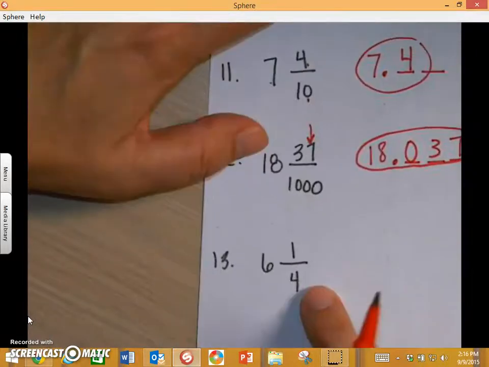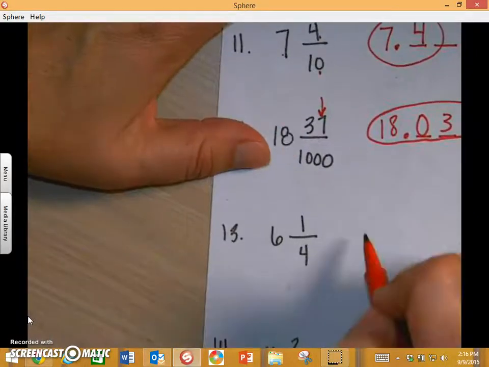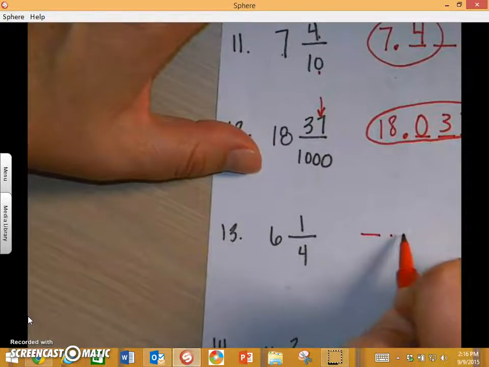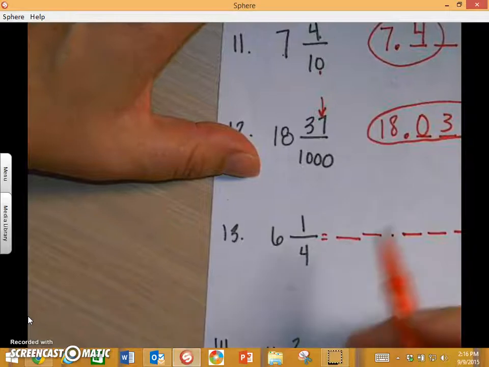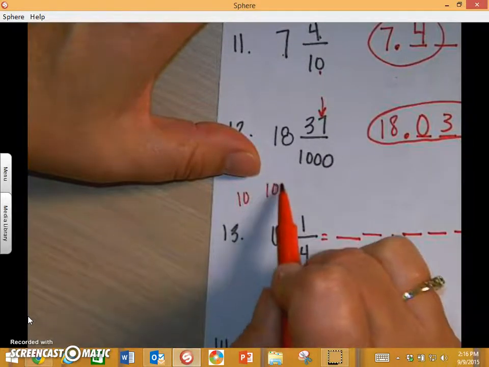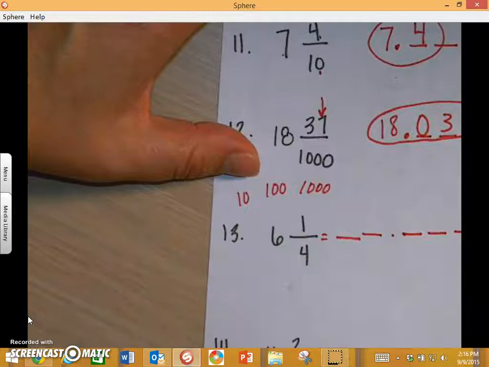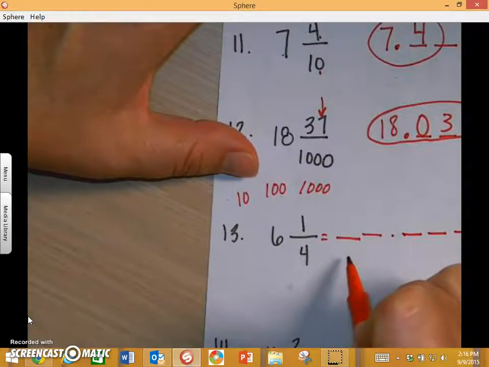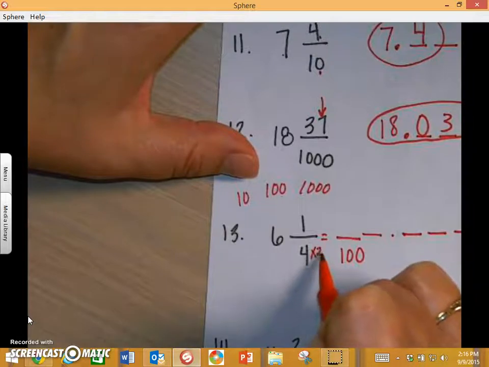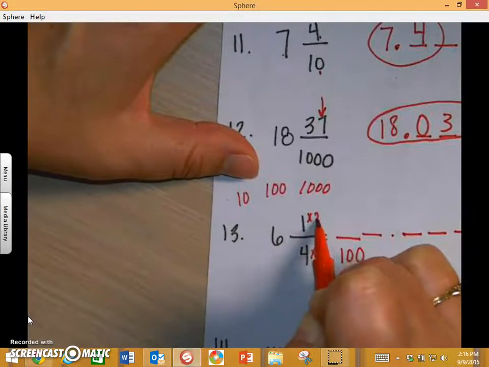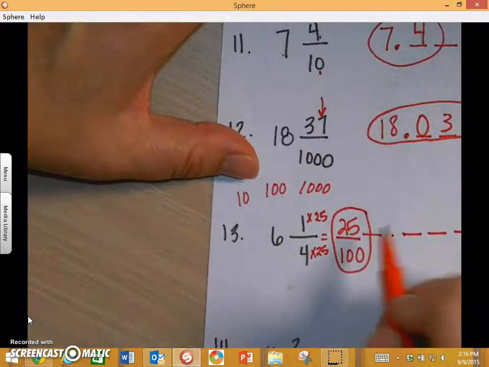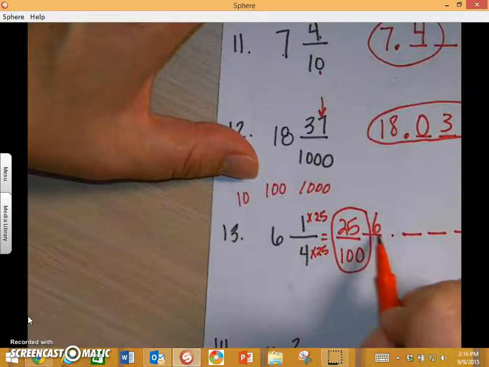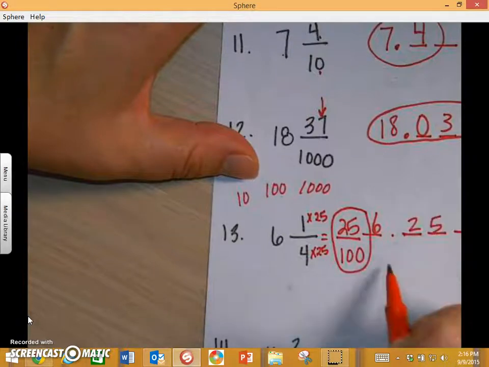Let's do this last one here. 6 and 1/4. I have to make a new equivalent fraction. I have to have the denominator 10, 100, or 1,000 to make it easy to work with. I choose... 10 won't work. I choose 100. Again, I multiply by 25. By 25. Look at that. 25 hundredths, but don't forget the 6 wholes. So 6.25 is my decimal.